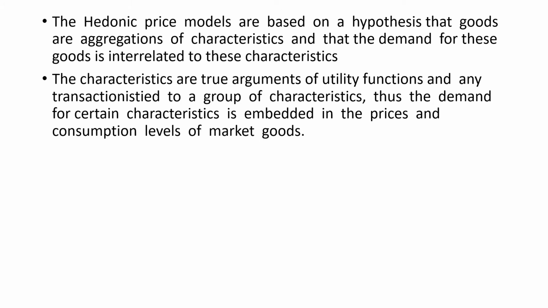Coming to the second aspect, the hedonic price models, this is based on a hypothesis that goods are aggregations of characteristics and demand for these goods is interrelated to these characteristics. The characteristics are considered to be arguments of utility functions, and any transaction is for a group of characteristics. The demand for certain characteristics would be embedded in prices and consumption levels of the market goods. We know that in the demand price relationship there is an inverse relation. So demand for a particular product is reflected in its price, and this is reflected in the consumption of that particular good.